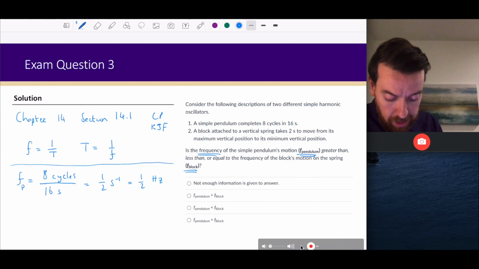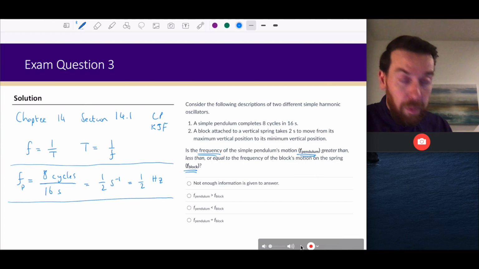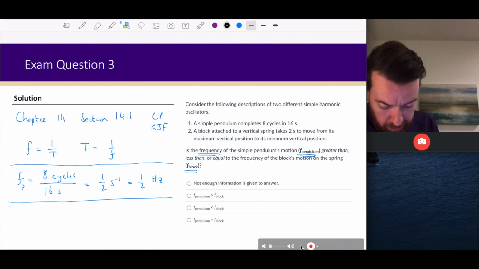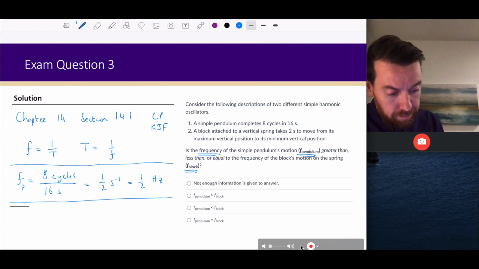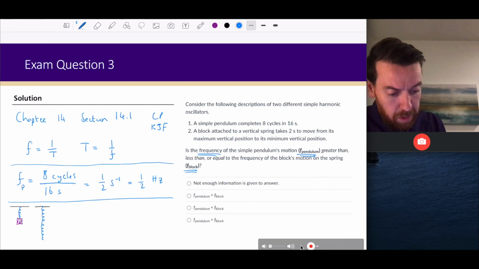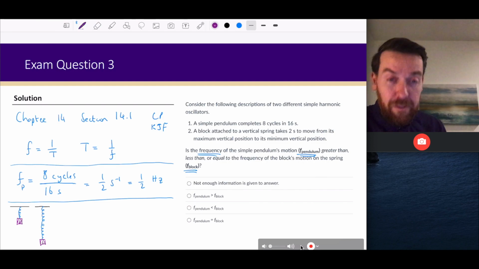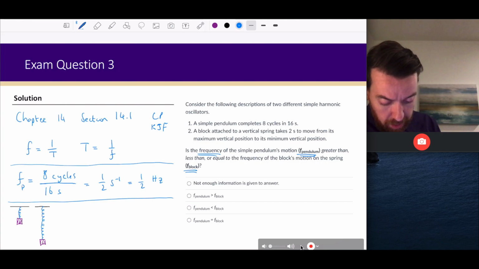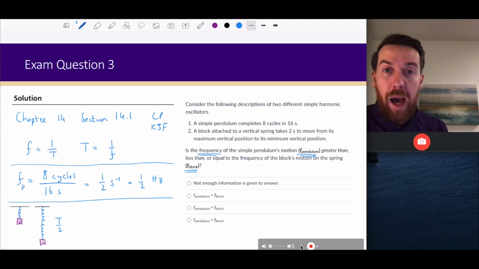Now if we think about the block, I'll just draw a quick picture here. So if we have a block that starts at, let's assume, its maximum vertical position. So we've got a spring here, we've got a block, and let's say it's going to oscillate from its maximum vertical to its minimum vertical position. That would only be half a cycle. So that would be equivalent to T over 2. So this time here would correspond to half a period.